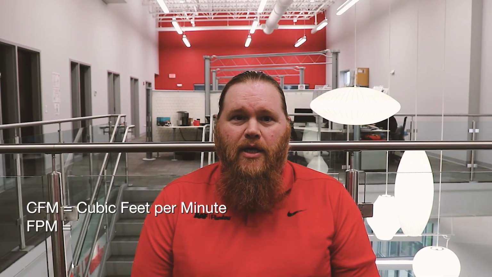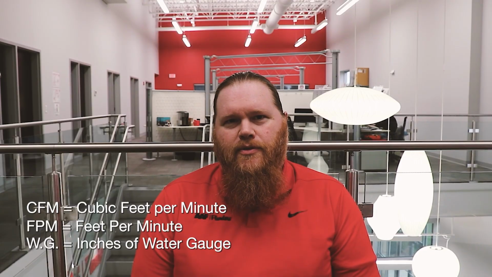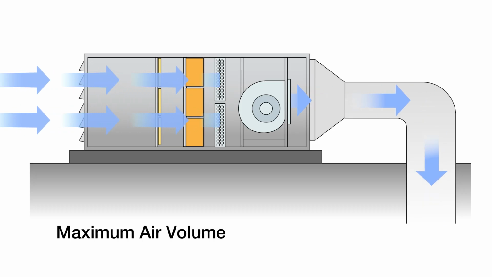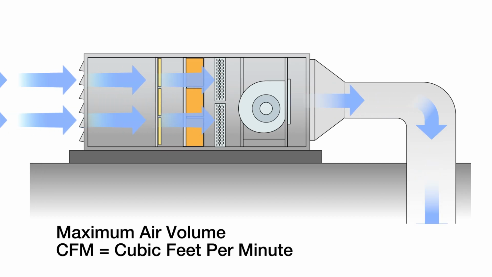Today, we're continuing with more filtration industry terms, this time looking at measurements like CFM, FPM, and WG, and how they relate to pressure drop and energy use. An air handling unit, or AHU, is designed for a specific maximum air volume. That's measured in CFM, or cubic feet per minute. That's the standard unit for how much air passes through the filter every minute.